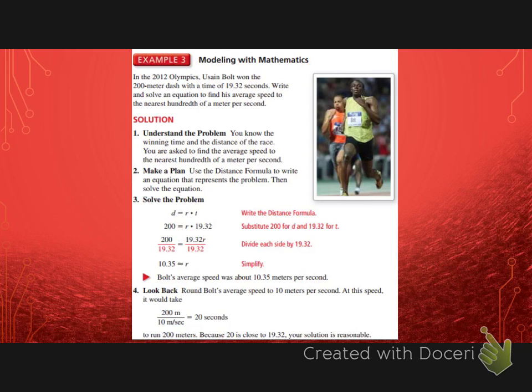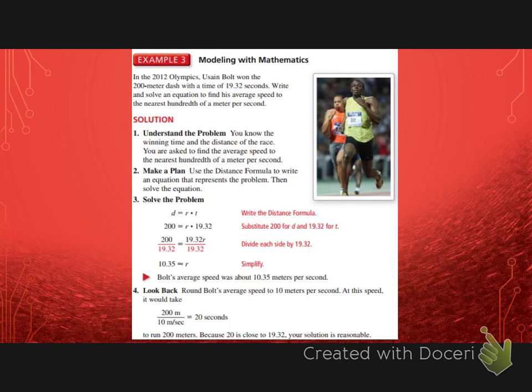So then you've got to make a plan. We're going to use the distance formula to write an equation that represents the problem. And then we're going to solve it. Well, we remember that the distance formula is distance equals rate times time. We know the distance is 200. We know time is 19.32. So now we just got to find the rate. And to find the rate, we got to isolate the variable, the r, so we need to divide each side by 19.32. So when we do that, we get approximately 10.35. So Bolt's average speed was about 10.35 meters per second.